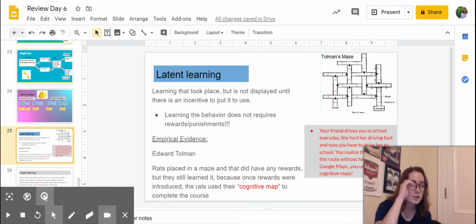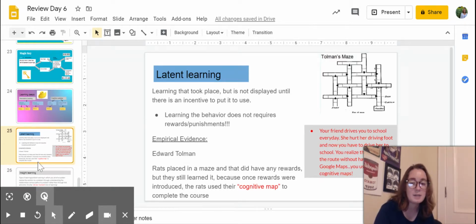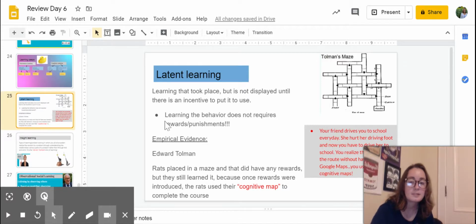So you get in the car, you pick her up, you're driving, and you realize that you don't even need Google Maps because you just kind of knew how to get to school. You used your cognitive map, your mental map of your area, to get to school. And you weren't rewarded or punished for that learning. It just happened on its own. But once you were put to the task and rewarded to get to school on your own, you were able to showcase that you did actually know that information. You had that mental map, that cognitive map. So that's latent learning.